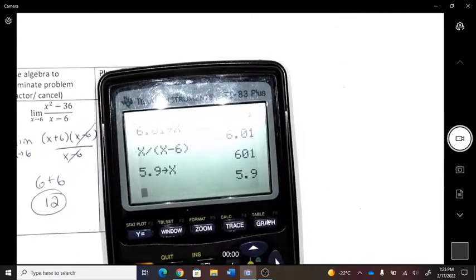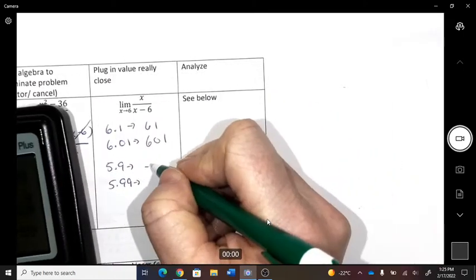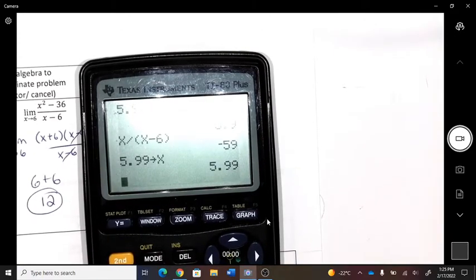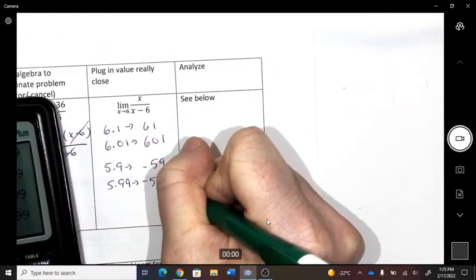Okay, so now if I go with 5.9, I get negative 59. At 5.99, I get negative 599.